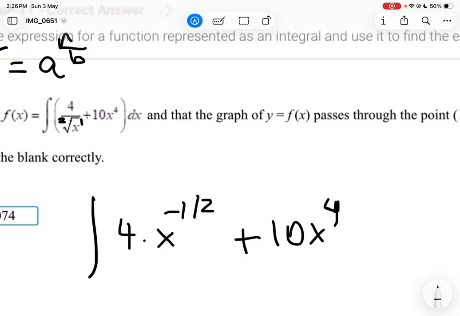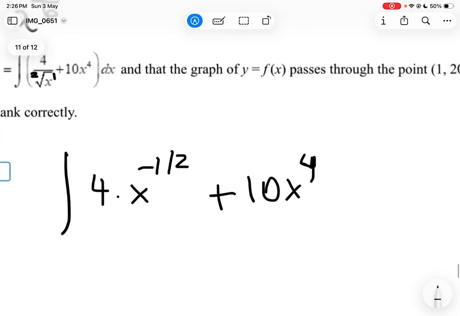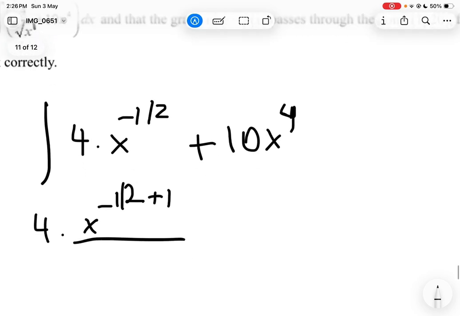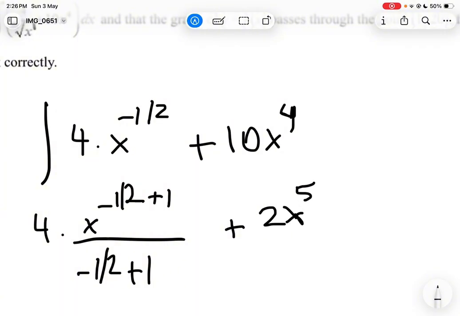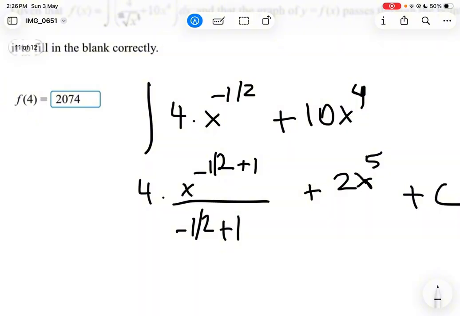Now you do the integral. It will become 4 times x to the power of minus 1 over 2 plus 1, over minus 1 over 2 plus 1, plus 10 times x to the power of 5 over 5, which is 2x to the power of 5, and then plus c.